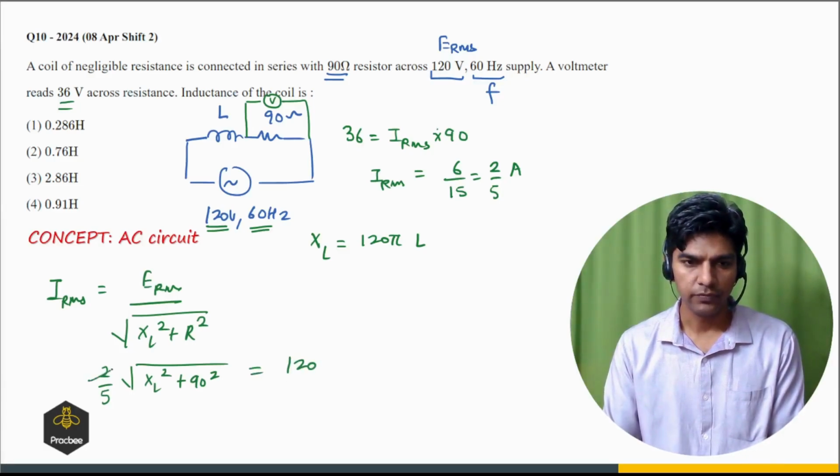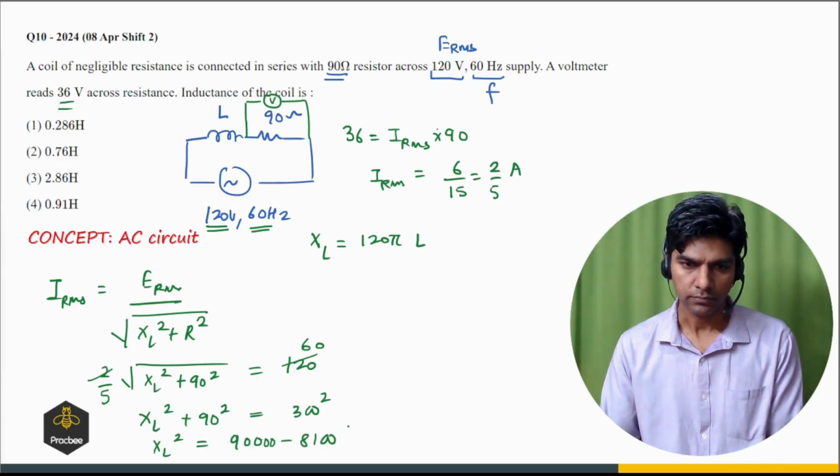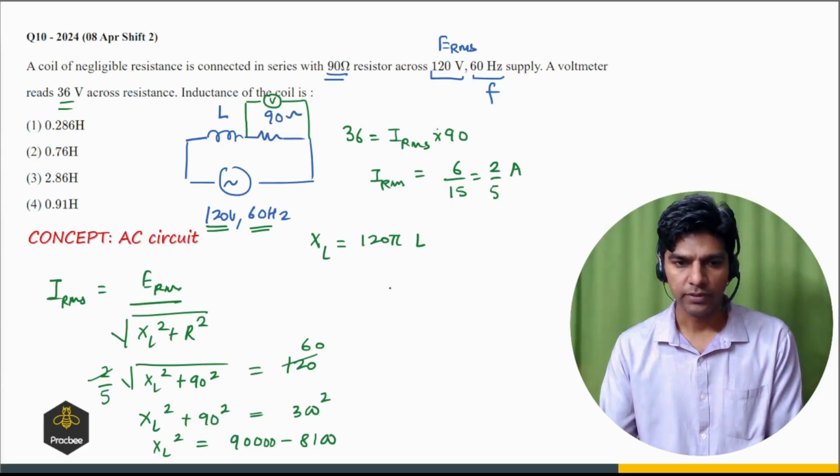Now let us simplify this. So this will be 60. Now let us square on both sides. So we have XL square plus 90 square, that will be 300 square. So XL square comes out to be 90,000 minus 8100, right? Now from this we have to find the self inductance.